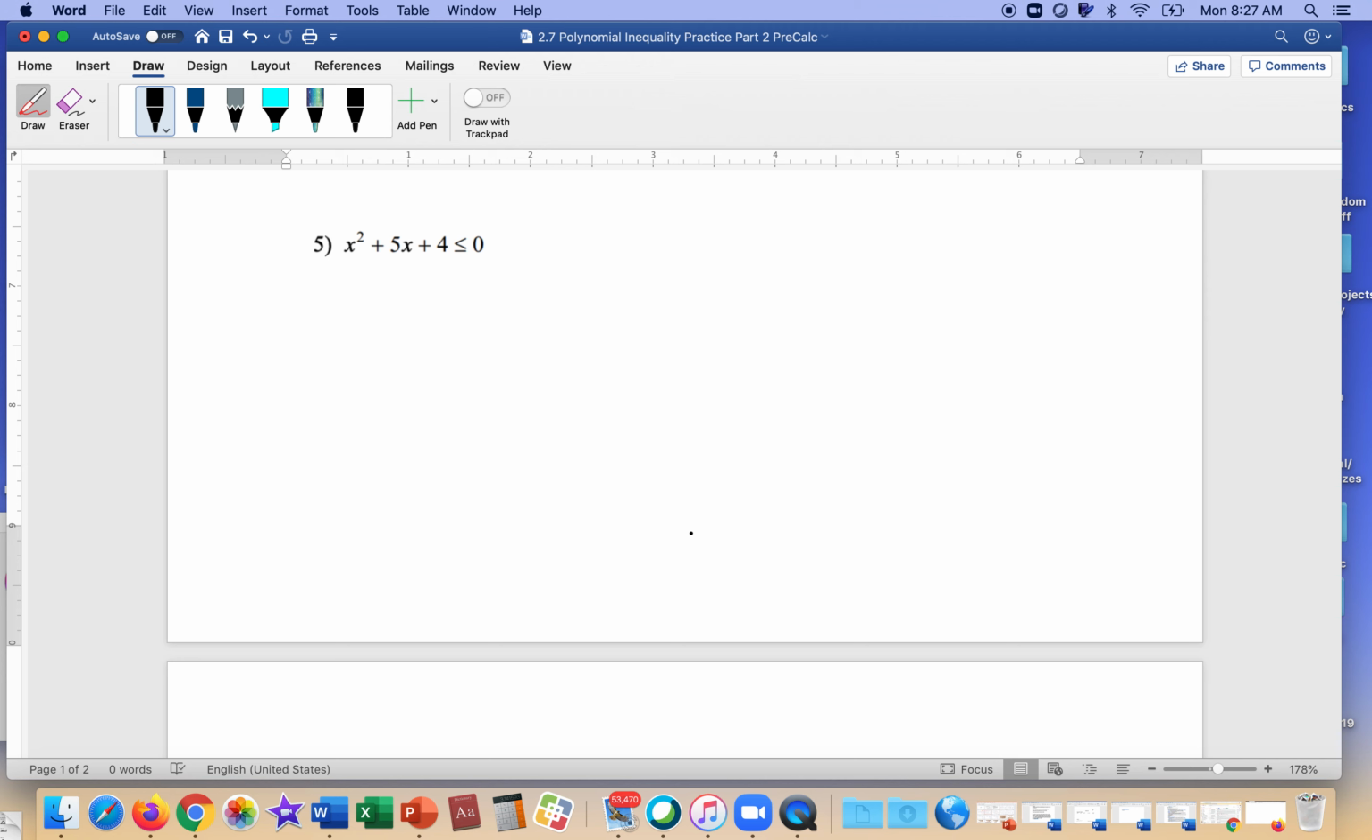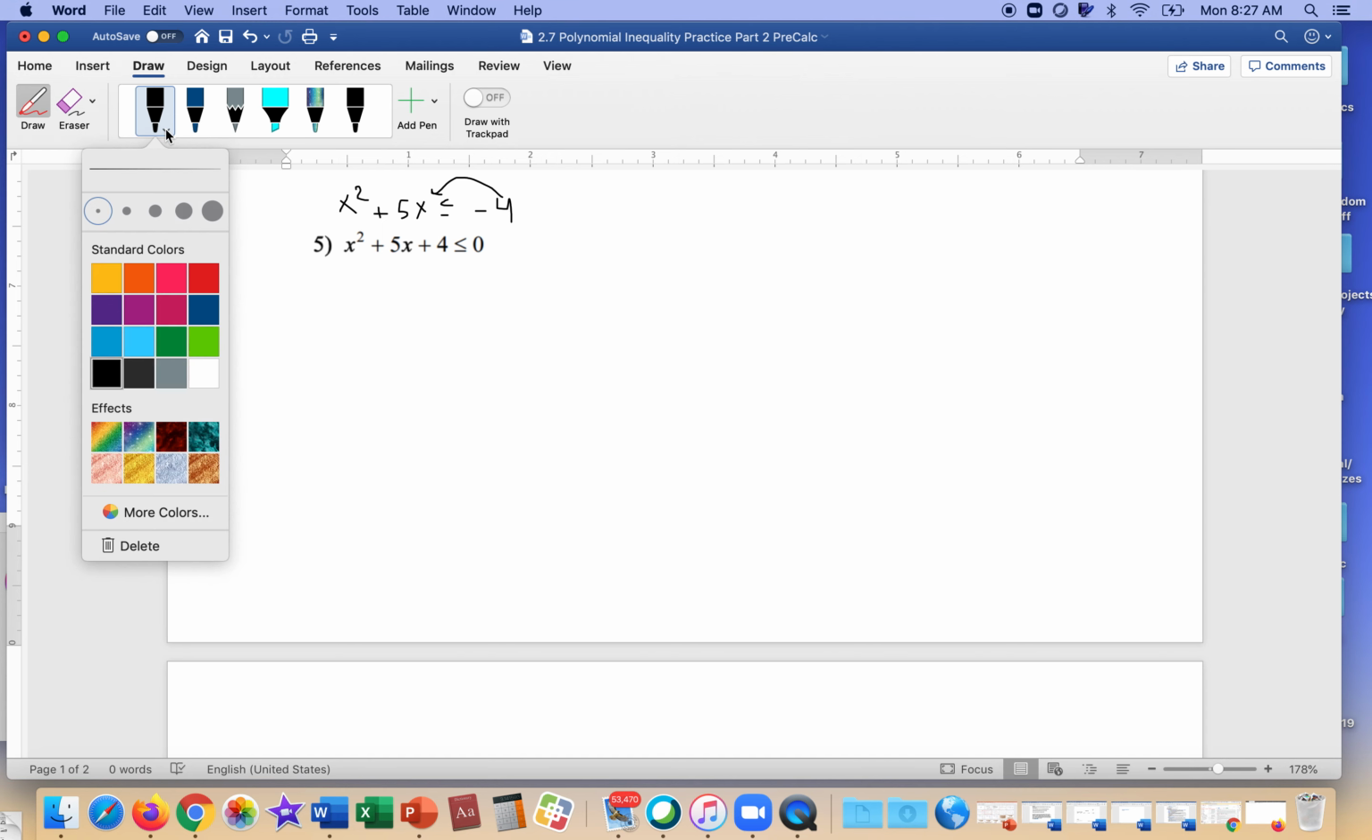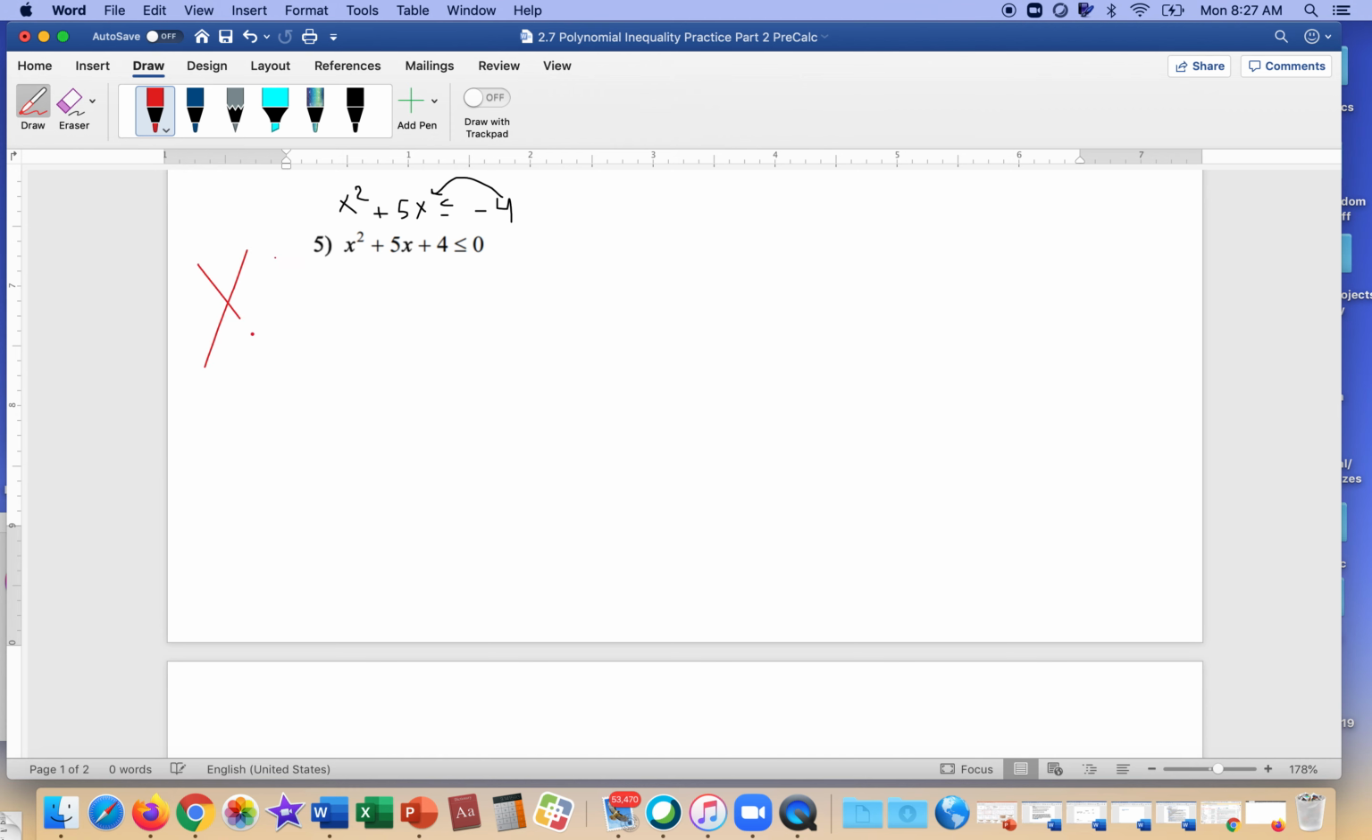Okay, last one. Number 5. Make sure you get all terms on one side. So don't forget, if let's say there was a -4 over here and it said x squared plus 5x is less than or equal to 0, you would need to move the -4 over first, which is what the problem looks like. Okay, so you get all terms on one side, then you try to factor. If you can't factor, you have to use quadratic formula. So for this one, what multiplies to a times c, that adds to b. So what multiplies to 4, that adds to 5. Is there a combo? There is, so I don't have to do quadratic formula.